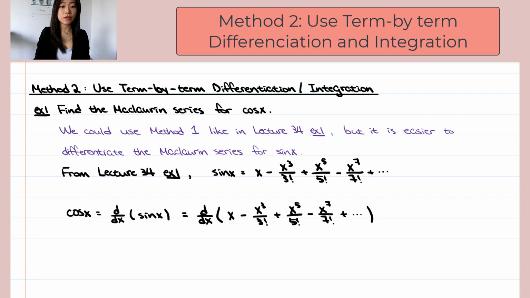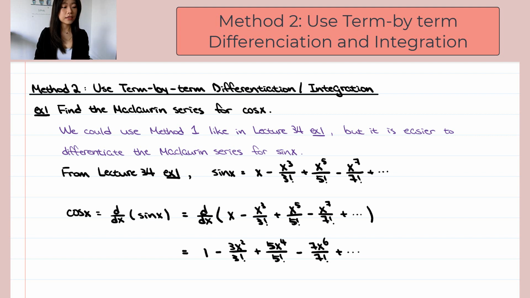Then we can simply take the derivative of each term. So the first term, the derivative of x is 1. The second term, the variable is x cubed, so we have 3 times x squared, then divided by 3 factorial. Then plus, the derivative of x to the power of 5 is 5 times x to the power of 4. Then the constant is 1 over 5 factorial. Then minus 7 times x to the power of 6 divided by 7 factorial, and so on.